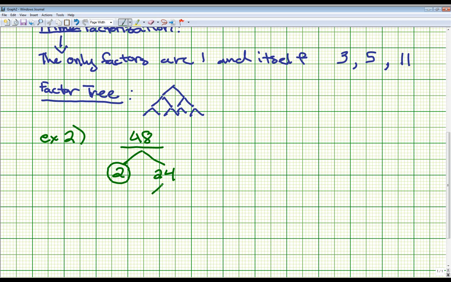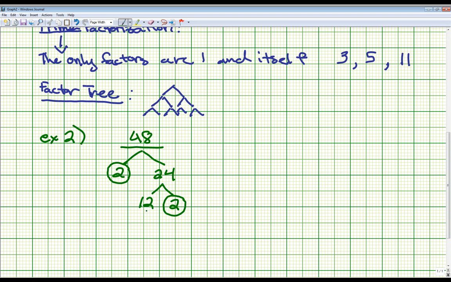24 is not prime because there are other factors of 24. So we're going to keep 24 going on its branches. So what times what is 24? Well, we could go 12 times 2. And we know 2 is prime, so we're going to circle it again.